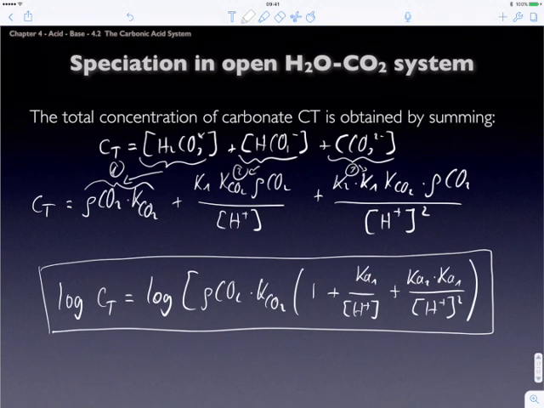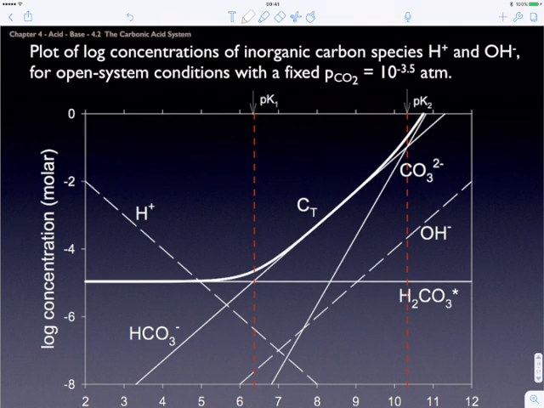And what is the graph looking like? This is a plot similar to the one we built for a closed system. The closed system was CAP. You know that you had 10 to the power of minus 3, for example, DIC in your system. So this is a plot for an open system with an atmosphere at 10 to the power of minus 3.5 for the PCO2. And this is the pH value here.